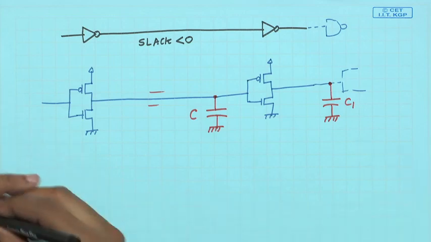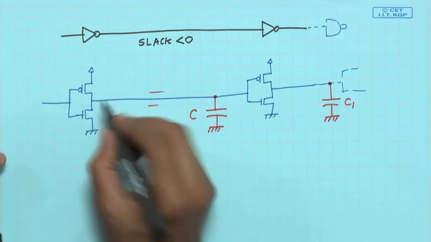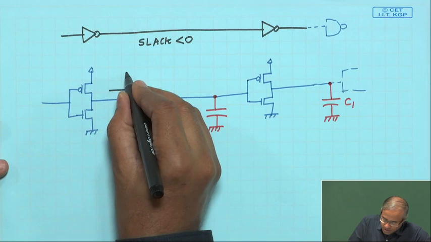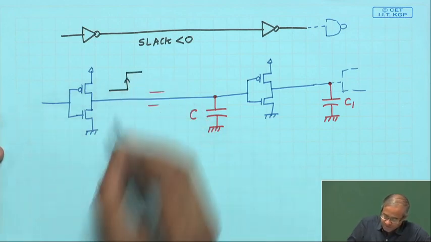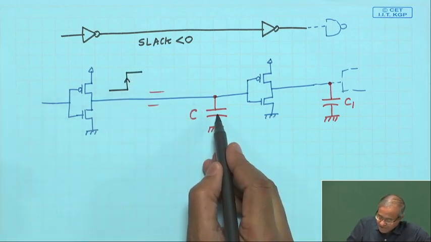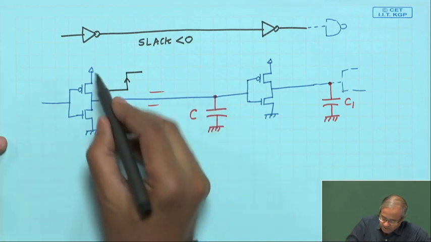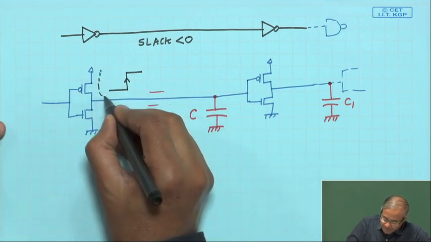So, when I say that the signal at the output of a gate is going from 0 to 1, let us say, what does this mean? This means the capacitor is charging from 0 to high voltage via this path.